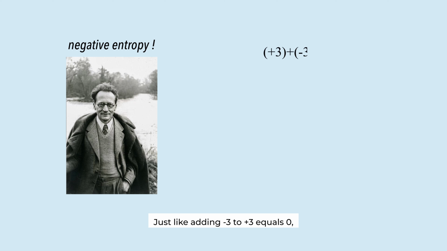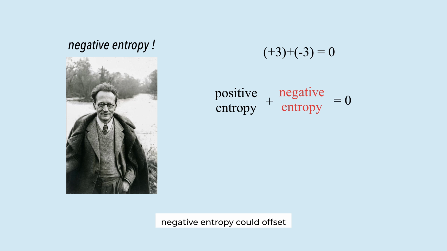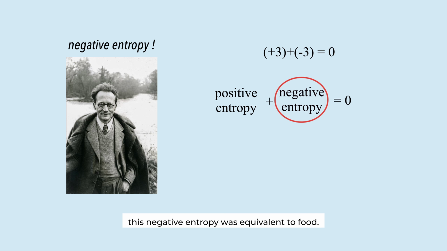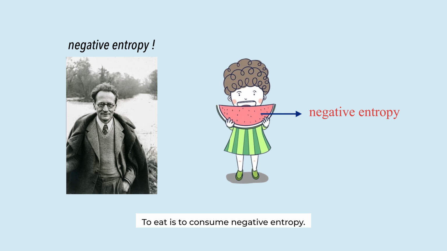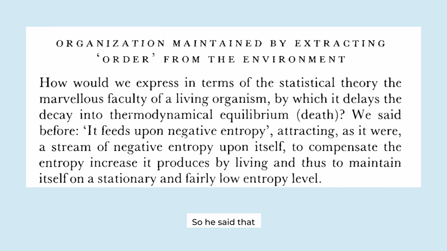Just like adding -3 plus 3 equals 0, negative entropy could offset the increase in entropy. To him, this negative entropy was equivalent to food. To eat is to consume negative entropy. So we said that living organism feeds on negative entropy.